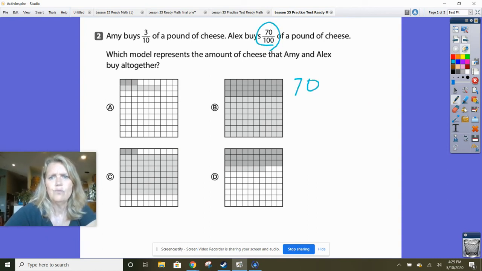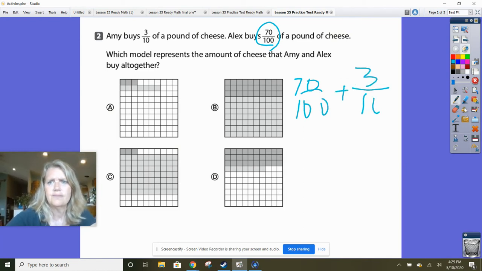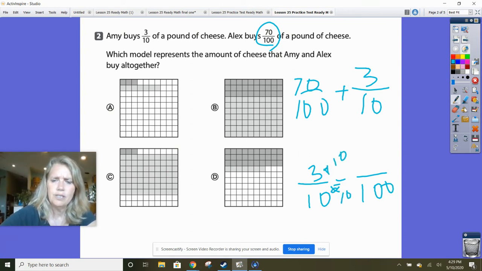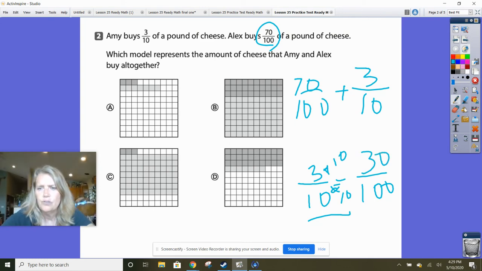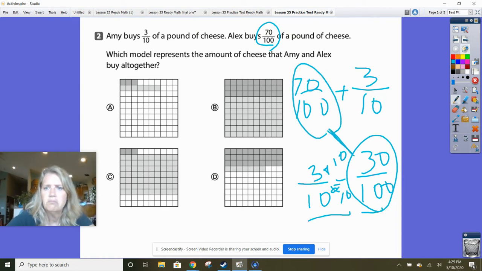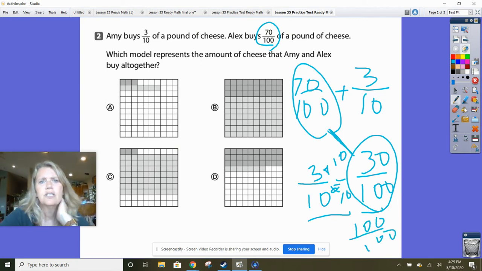So 71 hundredths plus 3 tenths. So 3 tenths is going to change to hundredths times 10 times 10. And you might be doing this part in your head right now. That's fine. So 30 hundredths plus 70 hundredths is going to be 100 hundredths, which is going to be 1 whole because I did notice that one of these was all shaded in. So let's see if that makes sense.